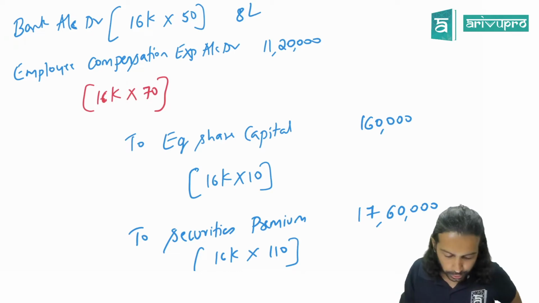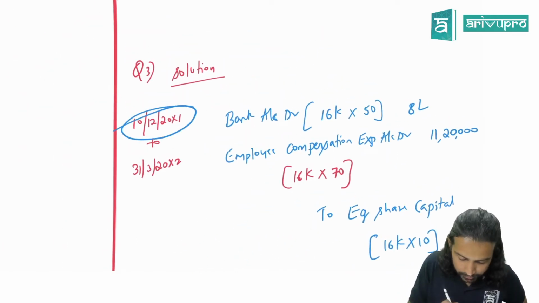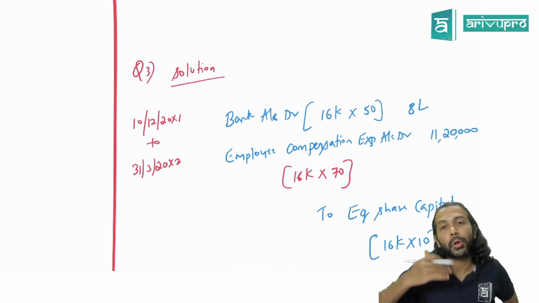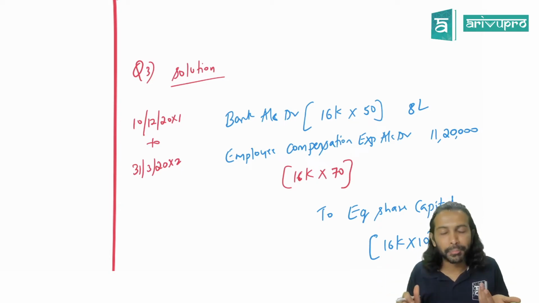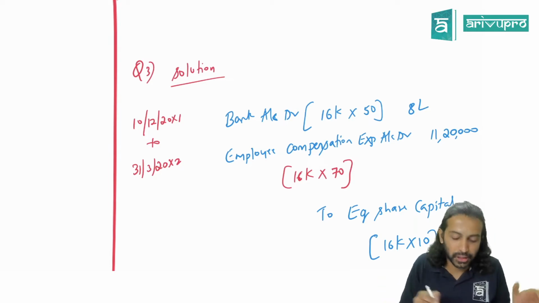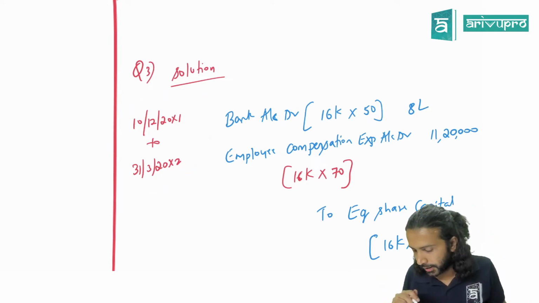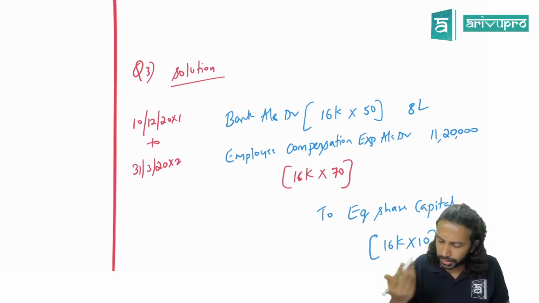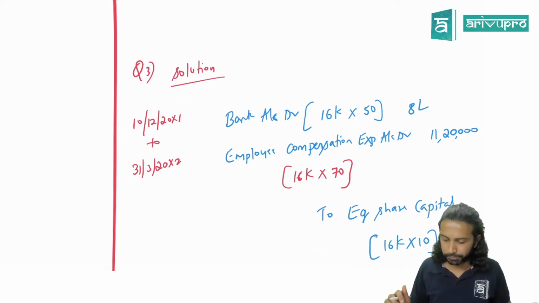Somebody is telling, sir, the 10th December is not required, no date. You have to pass this entry when the employees buy. On which day employee buys, they have not given. They told employees bought between this date. Since I don't know the date, I have kept the same period. If you want to assume they have purchased on 31st March, you write 31st March. It is okay.